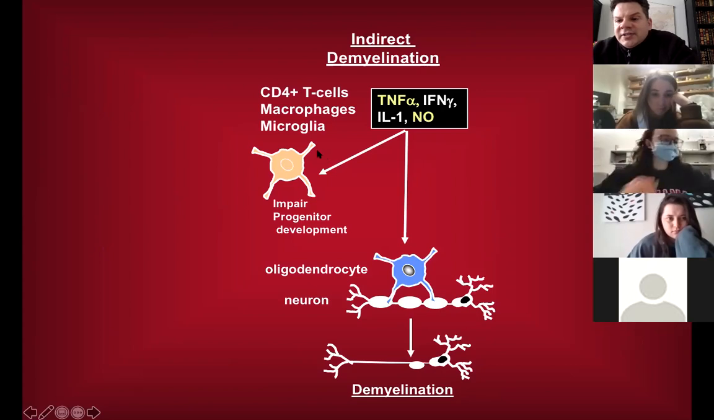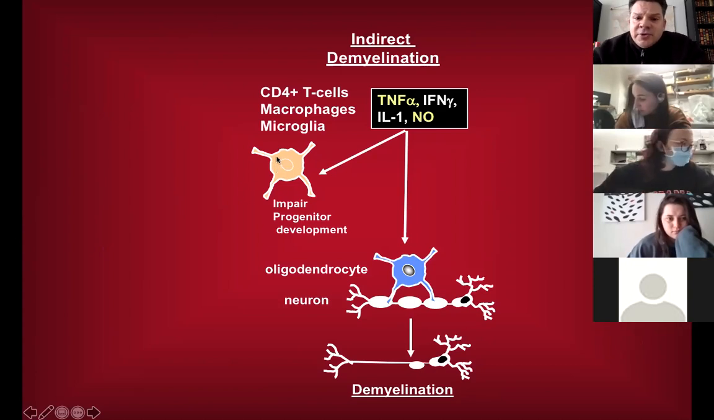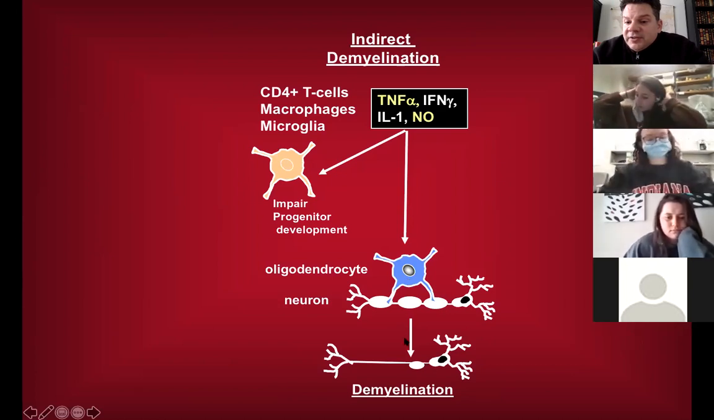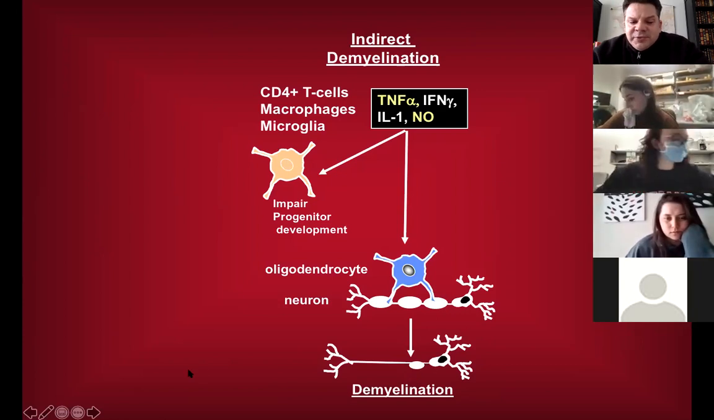So these cytokines can damage the oligodendrocyte progenitor cells. I think all of you, probably from Dana McTighe's lab and others, know that TNF alpha and nitric oxide can kill these progenitors. So you're not getting that remyelination. They can also damage the oligos that are wrapping the axons, where you get this demyelination. So this would be kind of indirect demyelination caused by these inflammatory cytokines and reactive mediators.